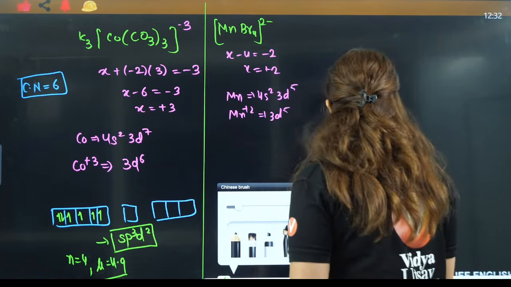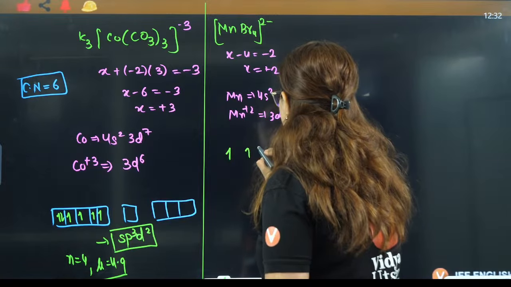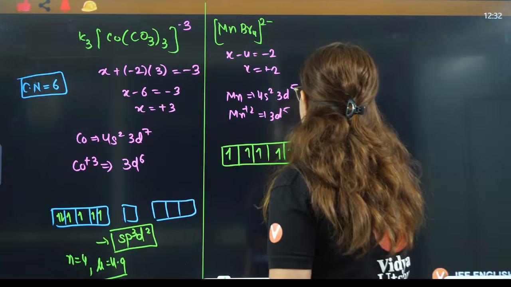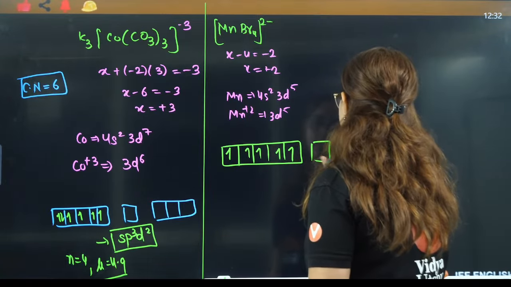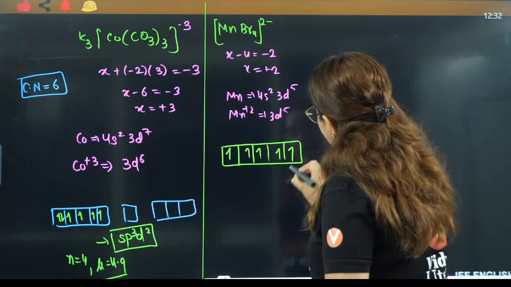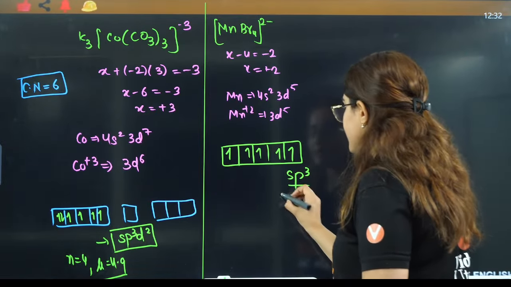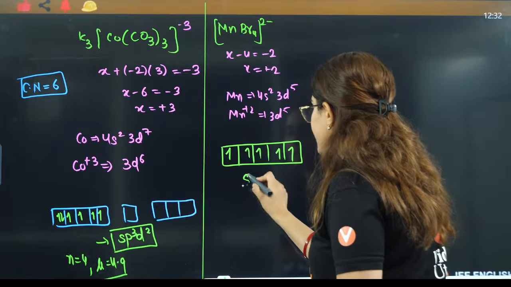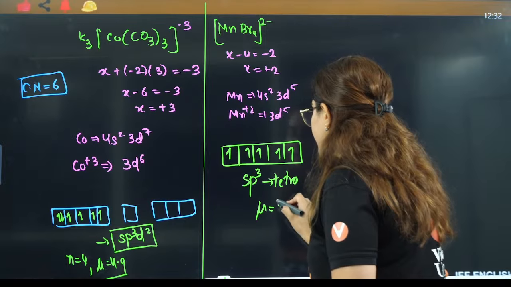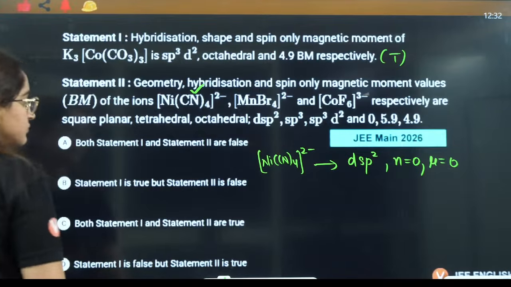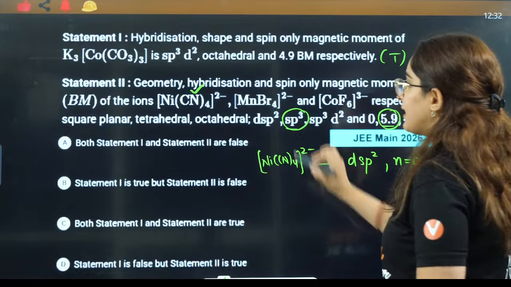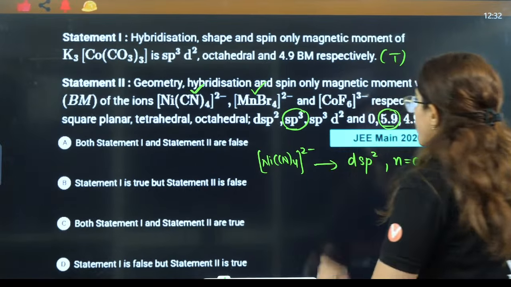So Br is a weak field ligand. So what you will have? 1, 2, 3, 4, 5 in the d orbitals, and for the 4 coordination, this will be sp3. So s and p3 will be left behind, so you will have sp3 as the hybridization. It is going to be tetrahedral. Mu is going to be 5.9. So you have mu as 5.9, sp3, and that is tetrahedral. For this also it is true.